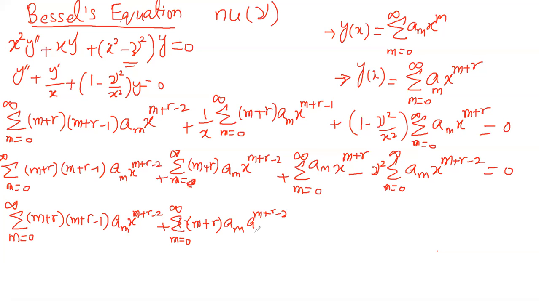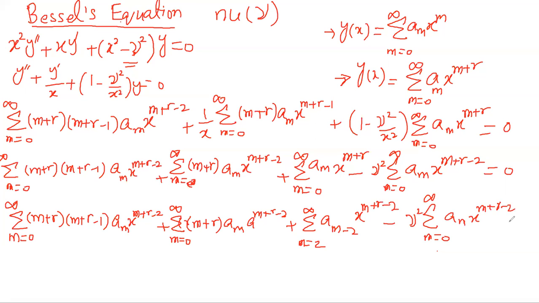Okay. And now for the third term, if you remember that if I want to decrease this power by 2, I have to increase this index by 2. Okay. So in this case, m is equal to 0 will become m is equal to 2, and then I have decreased m by 2, so it will be a_(m minus 2). It will be now a_(m minus 2), and then x power m plus r minus 2. And then the last one is minus nu square, sigma m is equal to 0 to infinity, a_m x power m plus r minus 2 is equal to 0.